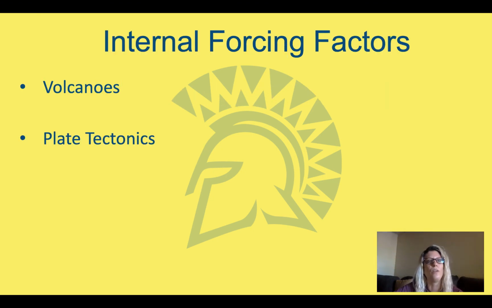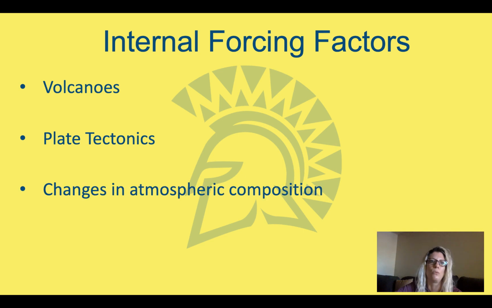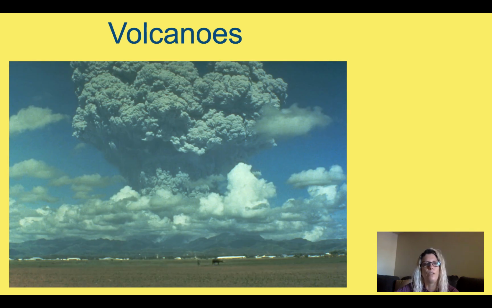Okay, so we also have these internal forcing factors. We have volcanoes, plate tectonics, and changes in atmospheric composition. So volcanoes are going to change the atmosphere because it's not always going to let a lot of sunlight in. It's going to scatter that light off the top of these particles in the cloud that it spits out here. So it's going to act to cool our planet because the radiation just can't get through.